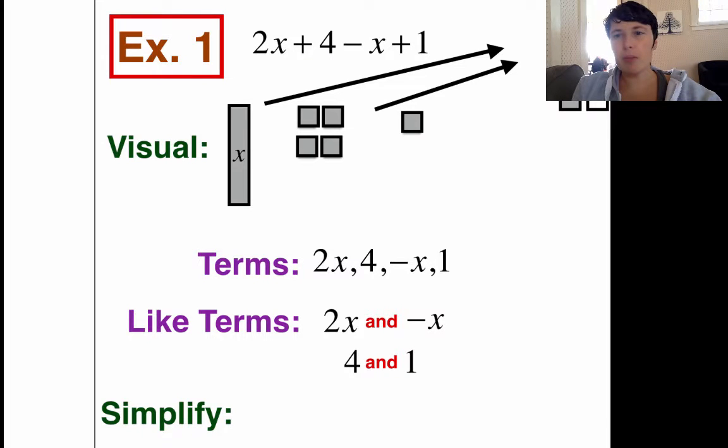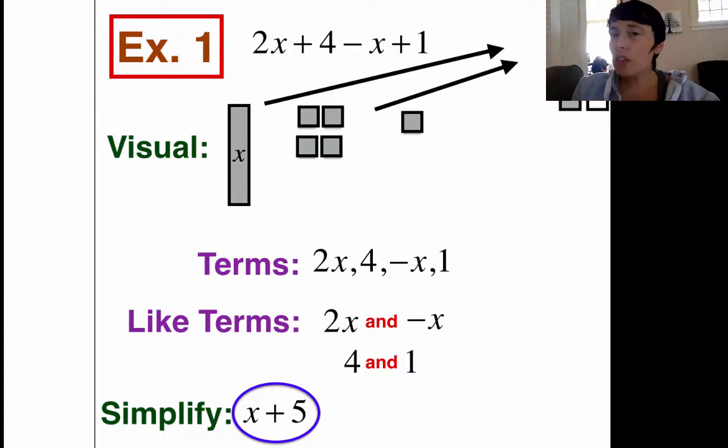I'm going to draw arrows and put them over there. So my remaining answer, what am I left with? Well, I still have 1x. And how many little units do I have? 1, 2, 3, 4, 5. So I have an x plus 5. That's my simplified answer. Again, I haven't solved. I don't know what x is yet, but I can simplify it. I can simplify this big expression down to x plus 5.